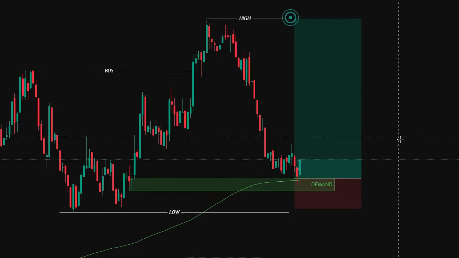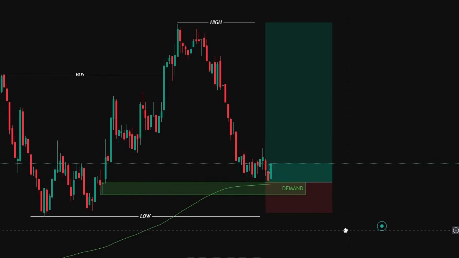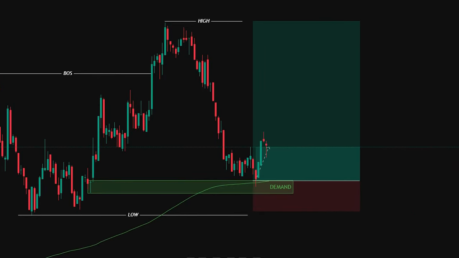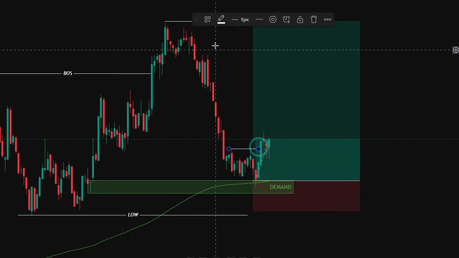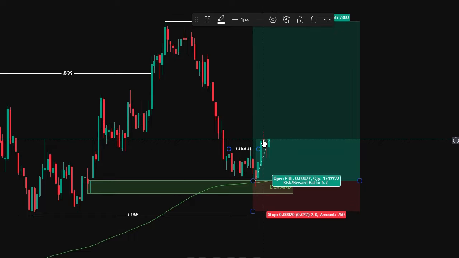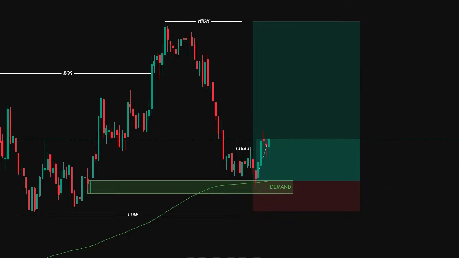So now we'll play this trade and see whether we win or get stopped out. You can see a big push here, and you can see a break of structure has also happened here. This means a change of character has happened. So now we are pretty sure that the market should go to the upside. Now we are going to play it out.